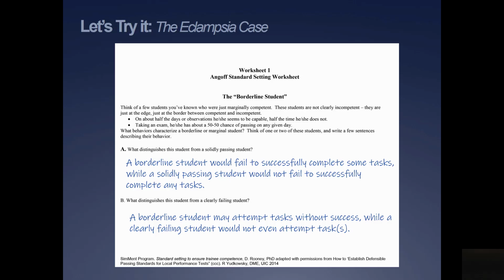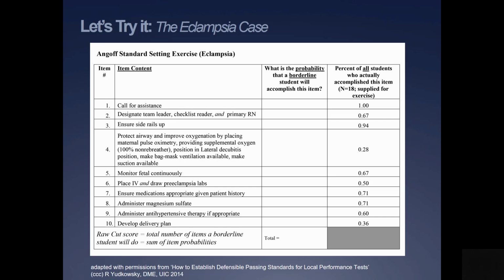So we have these things. Now we move on. Let's say we've had the discussion about our borderline student. We've defined it. Now we're faced with the second worksheet, okay? What we do is we look at the items, and I'm focusing on this first set of blank spaces. What is the probability that a borderline student will accomplish this item? We see the trend here. That's what we're going for, okay? Just like that initial example.